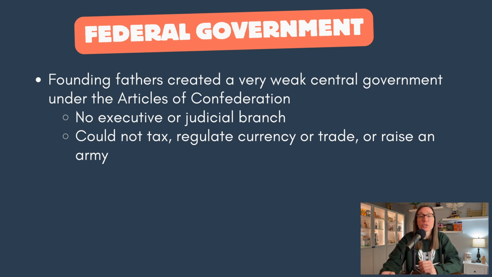The Founding Fathers, when they wrote the Articles of Confederation, intentionally made it weak. They didn't want another king telling them what to do. They had no executive branch or judicial branch, so they could not tax, regulate trade, or raise an army. We'll talk about later in the Articles of Confederation video why this is a problem. But at first, the change is significant in the sense that they want the government to be weaker.